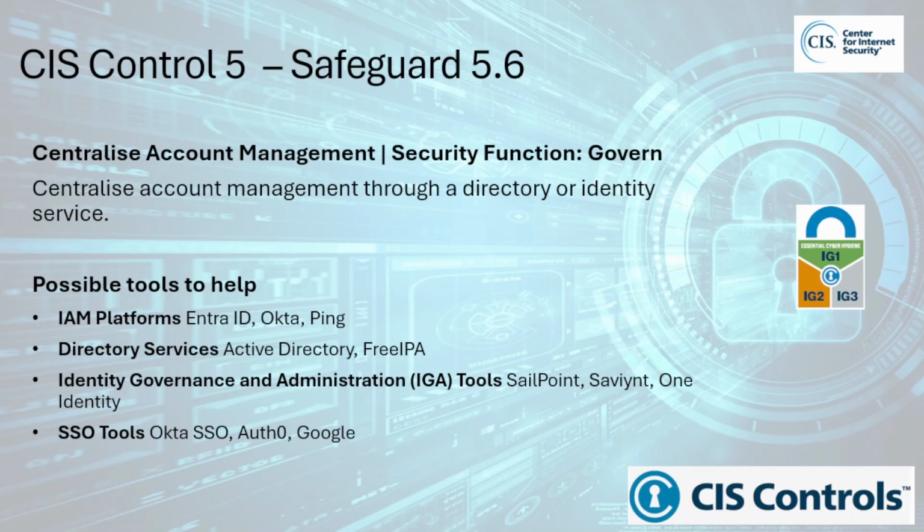Safeguard 5.6, Centralize Account Management, comes under the Govern security function and is within Implementation Group 2. The safeguard calls for organizations to centralize the creation, management, and deletion of accounts across enterprise assets and services. This means using a unified system or platform, such as a directory service or identity provider, also referred to as an IDP, to manage user and service accounts rather than handling them separately on each system.